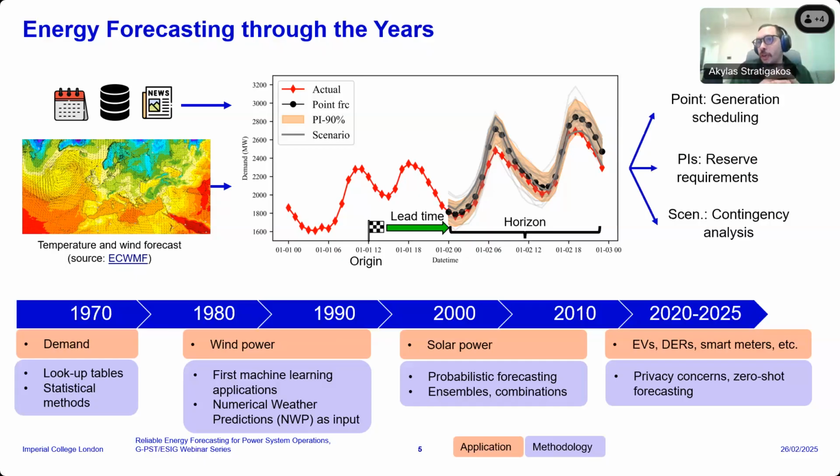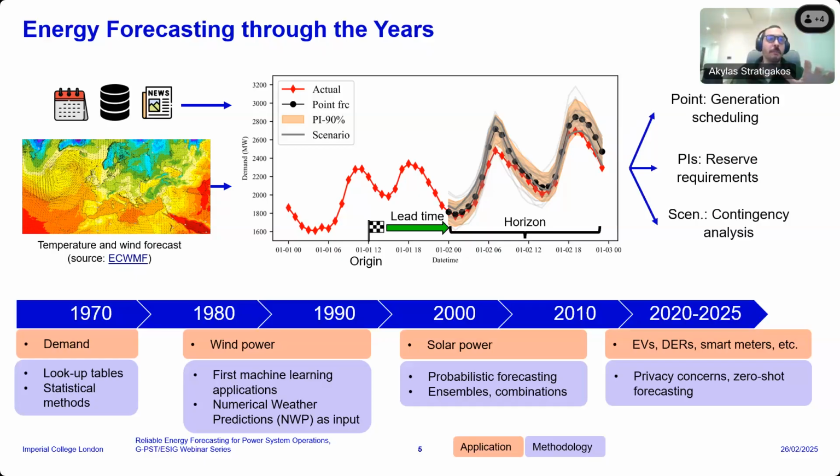We use point forecasts, which are the primary types of forecasts, for instance, to schedule the production for the next day. We may use prediction intervals to set up reserve requirements if we want a specific reliability level. And scenarios have also been used as the first step to a downstream contingency analysis.